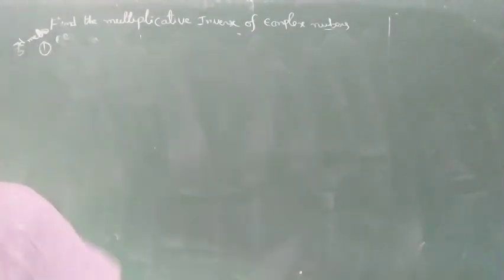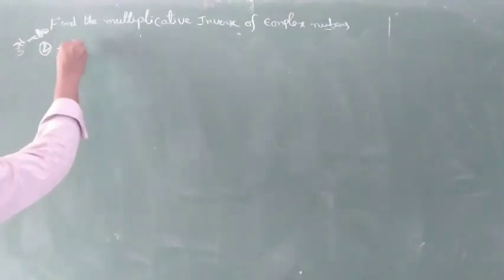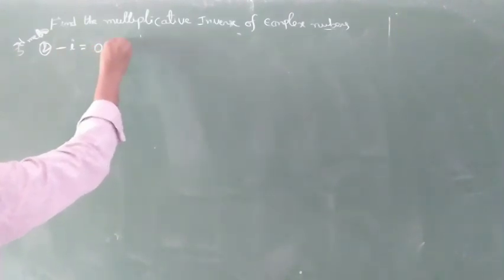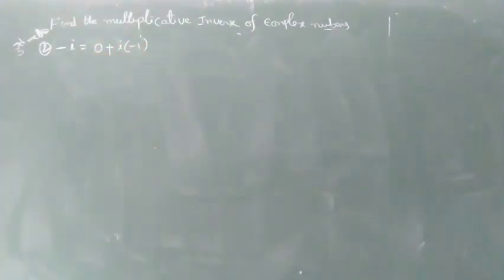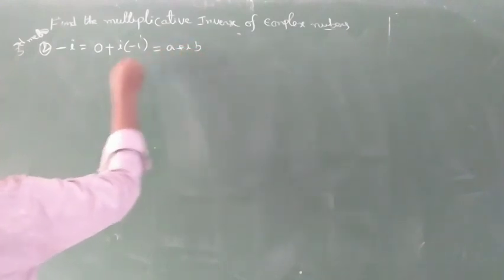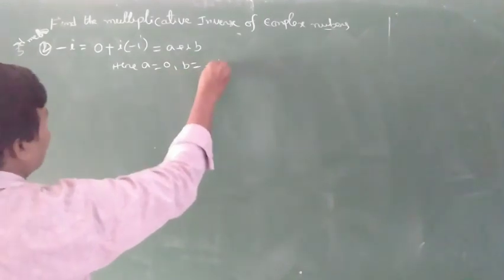Next, second problem. What is the next problem? Minus i. Minus i is equal to 0 plus i into minus 1. This is the form of a plus ib. Here a is equal to 0, b is equal to minus 1.